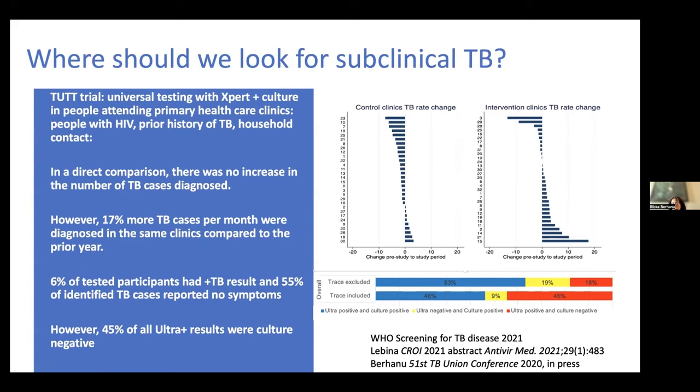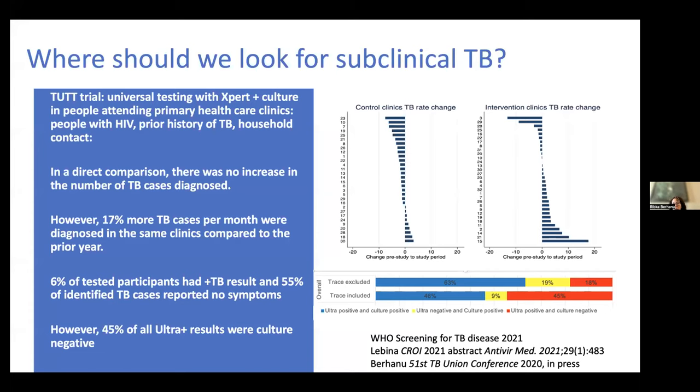It's actually not a bad way to find household contacts, and it's more cost effective than going and doing household contact tracing. And it's also a place where you can find people with prior TB, who are another group who are very high risk for repeat incident TB.